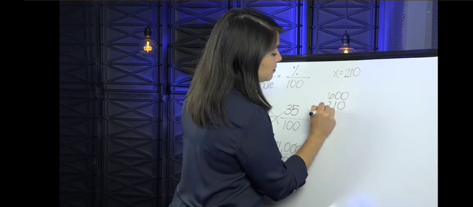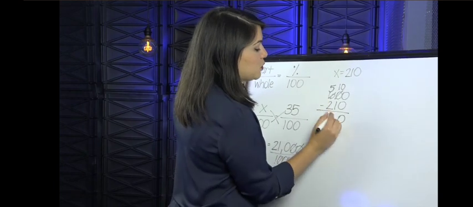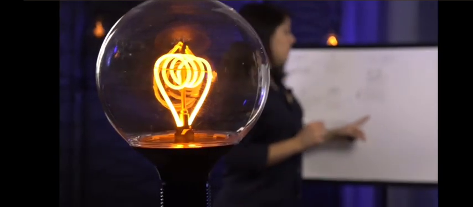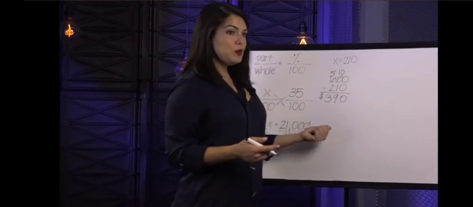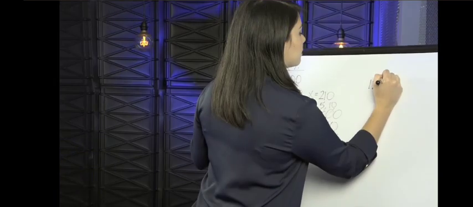So 600 minus 210, 0 minus 0 is 0. We have to borrow to be able to complete this. 10 minus 1 is 9, and 5 minus 2 is 3. So we know that after she gives a down payment, her remaining balance is $390. Now we know that she divides this remaining balance into installments of 12 payments. So let's divide that so we can figure out how much each installment is.